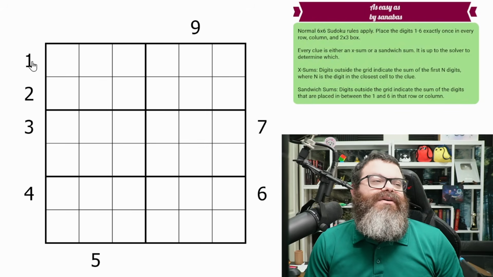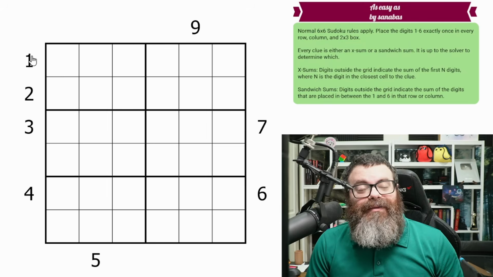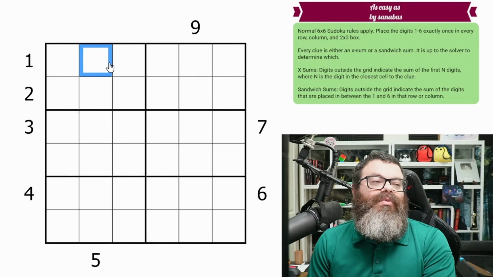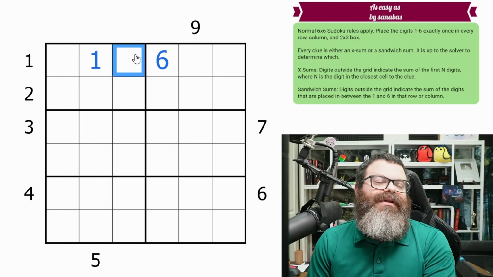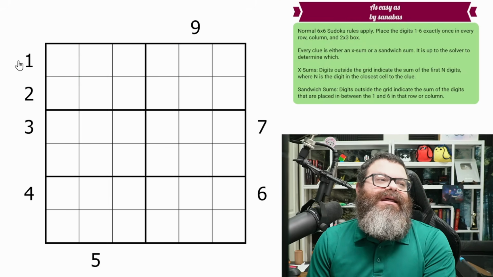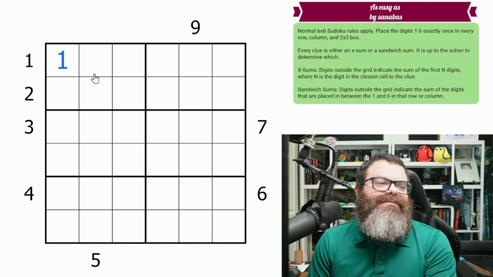Okay, first thing I see is I know that a 1 cannot be a sandwich clue because the 1 is by definition outside of the sum. Same with the 6. So we wouldn't be able to put something in between them that adds to 1. Now a 1 X sum just has to be a 1 next to it. So that's a gimme.